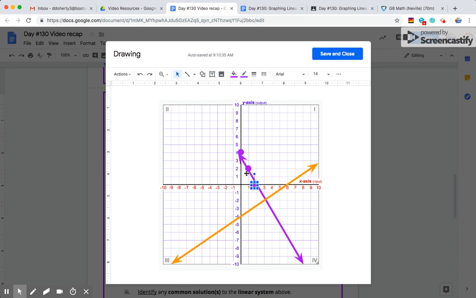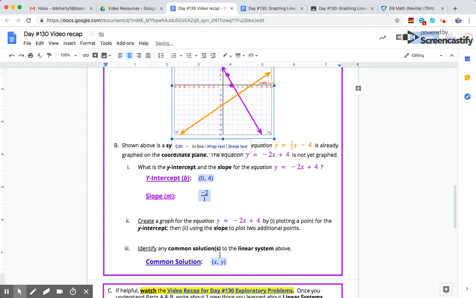So down by 2, right by 1, down by 2, right by 1. We see that purple line goes through these 3 dots. Not perfectly, but here's our common solution: when x is 3 and when y is negative 2.